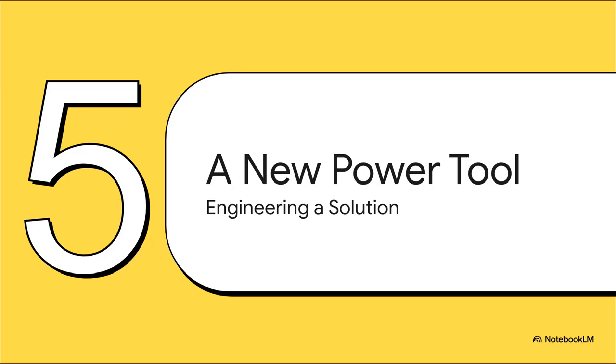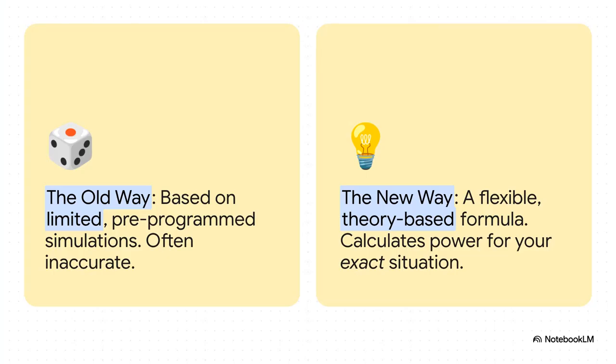For decades, scientists knew about these issues, but they didn't have a good way to figure out their total impact before they started a study. But this is where our story takes a turn for the better. The authors of this paper didn't just point out the problem, they actually built a solution. See, the old way of trying to estimate power relied on these pre-programmed simulations. If your study didn't perfectly fit into one of those pre-made boxes, your power estimate could be way off.